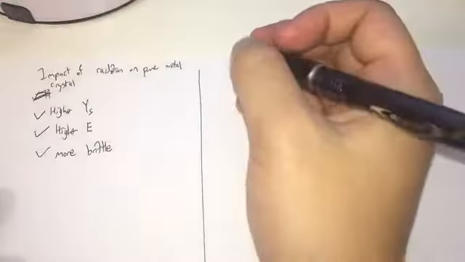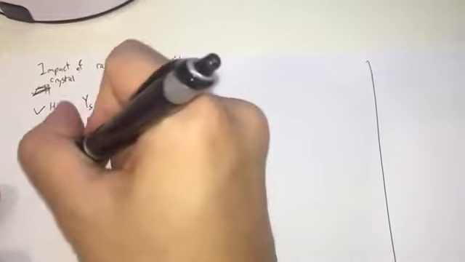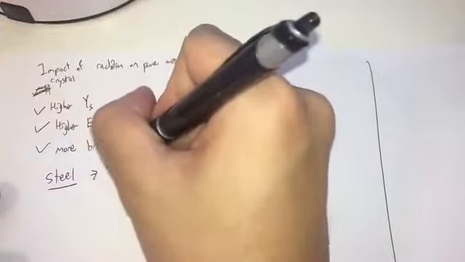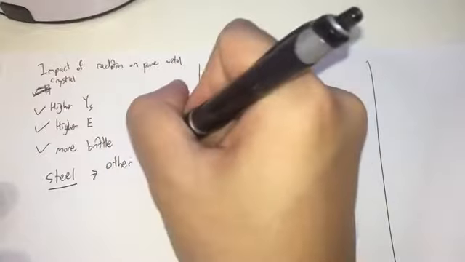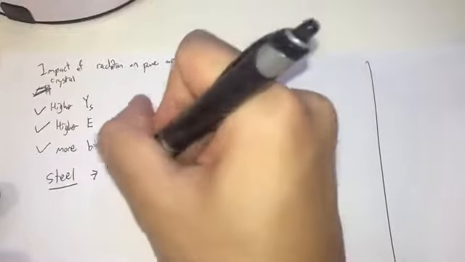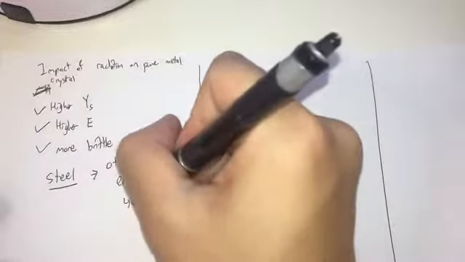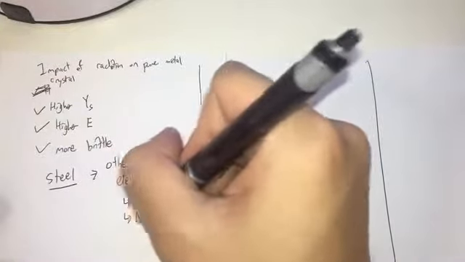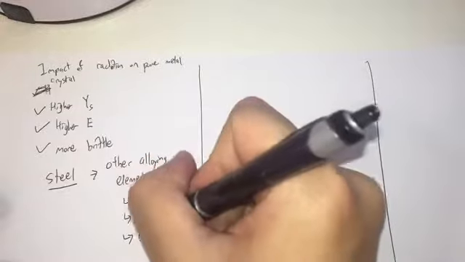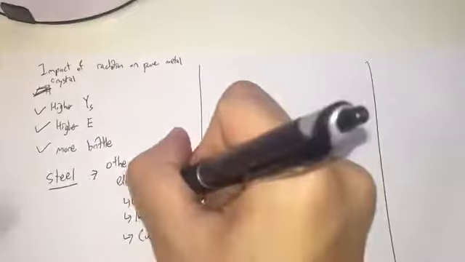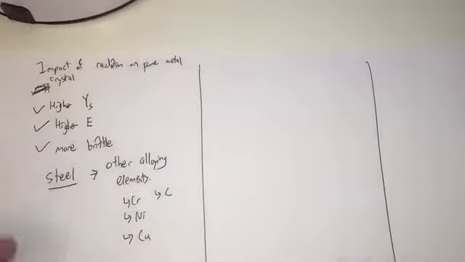However, we know that in something like steel, we have other alloying elements inside. So there'll be things like chromium, we have things like nickel. We also have some residual copper from recycled steels, and we obviously have carbon as well. Carbon is very important for steel.